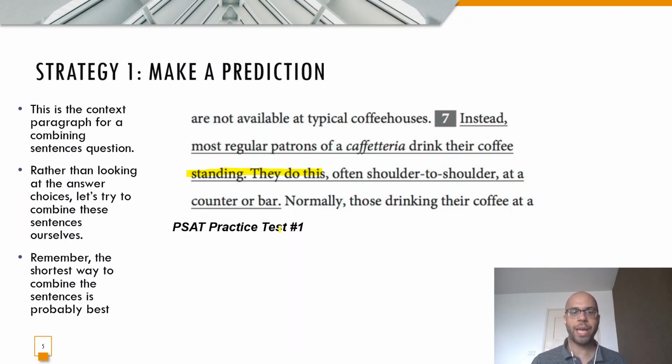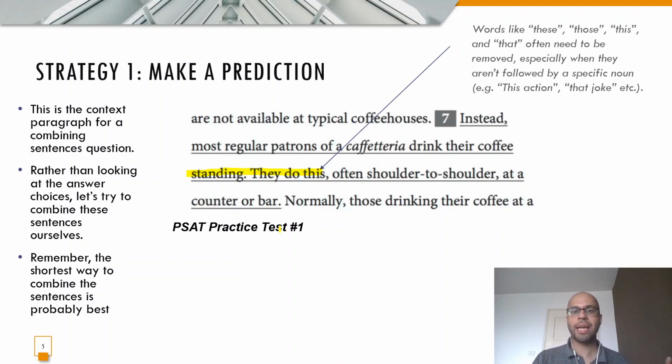So let's read the sentences. Instead, most regular patrons of a cafeteria drink their coffee standing. They do this often shoulder to shoulder at a counter or bar. Well, as I read this, I see one word that I really don't like, and that's this, okay? I often tell my students that this, that, these, and those are really bad words when they're by themselves, okay? And that last part is key, when they're by themselves.